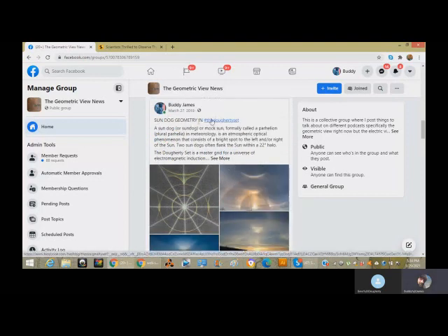Sundog geometry in the Doherty set. A sundog or mock sun, formerly called a perihelion or plural perihelia in meteorology, is an atmospheric object consisting of a bright spot to the left and or to the right of the sun. The two sundogs often flank the sun within a 22-degree halo. The Doherty set is the master grid for the universe of electromagnetic induction.